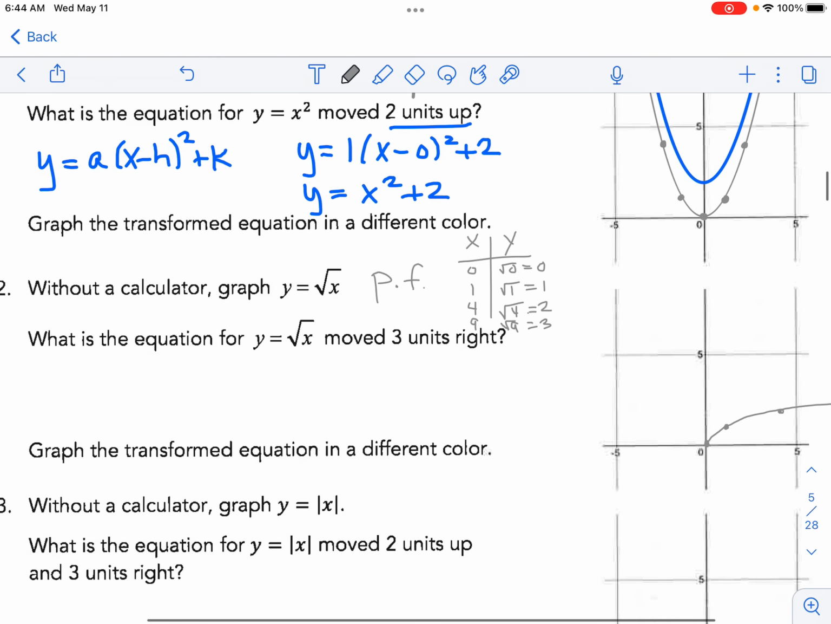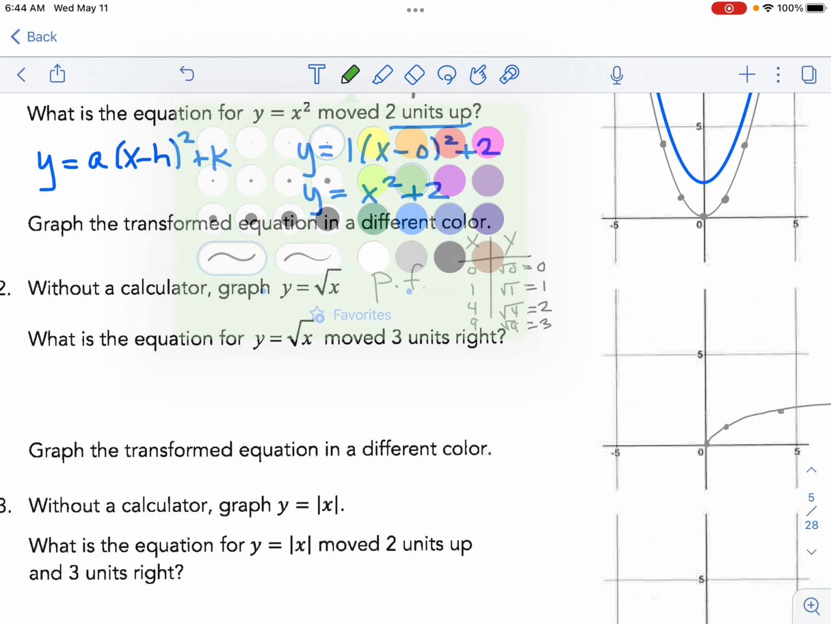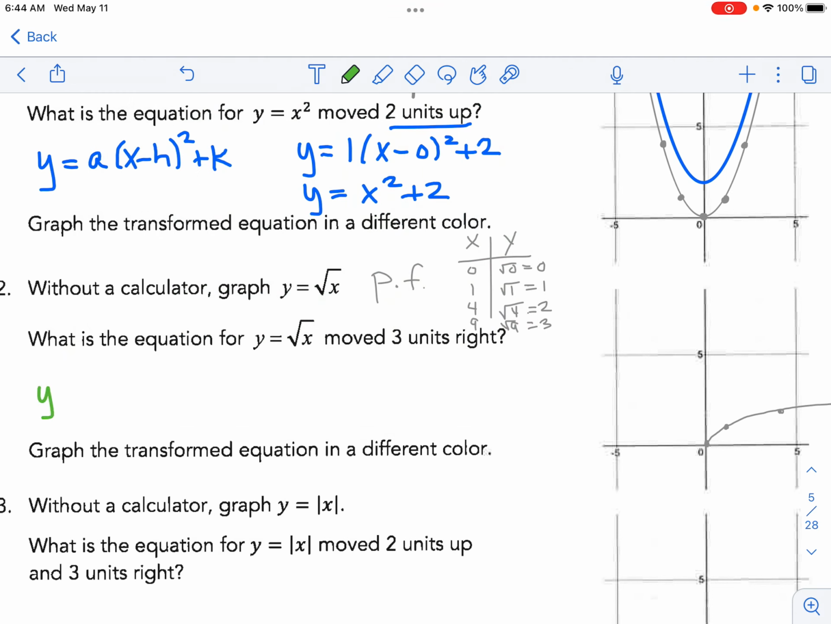And just very similarly, let's change this to green, our vertex form of a square root function is like a times the square root of x minus h plus k, right? The h's and the k's are kind of in the same spots as they were above with the quadratic, and so is the a. So if we are 3 units to the right, that is an h of 3. So that makes this y equals, and we have an a of 1, we're not stretching it, so it's 1 times the square root of x minus 3. And then plus 0, we're not moving up or down.